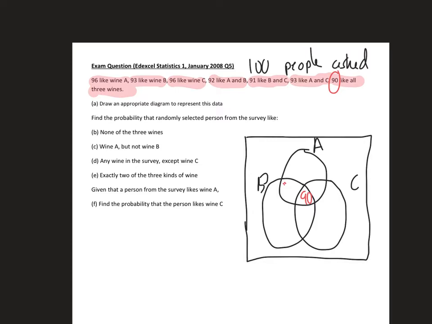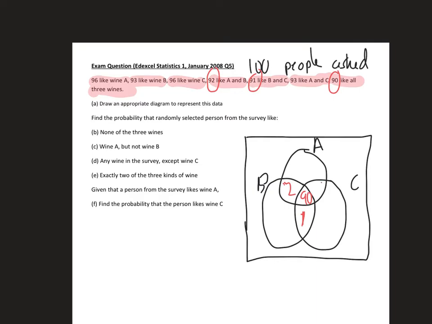That's the people that like A and B. So if I find that number, that's 92. However, I've already got 90 people in there, so I just need 2 more. Where I'm putting this dot, that's B and C. That's where B and C overlap. So I find B and C, and that's 91. However, I've already got 90 in there, so I'm just going to put 1 more person. So that 1 person likes B, C, but not A.